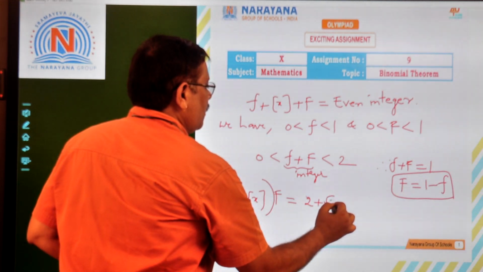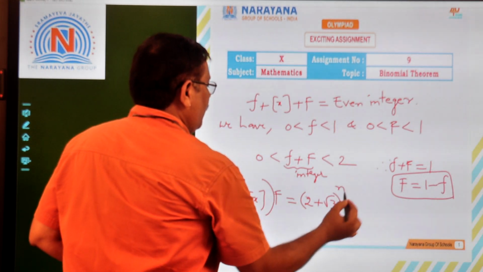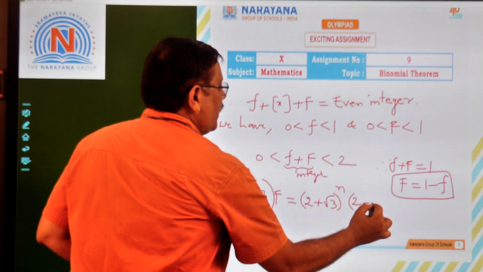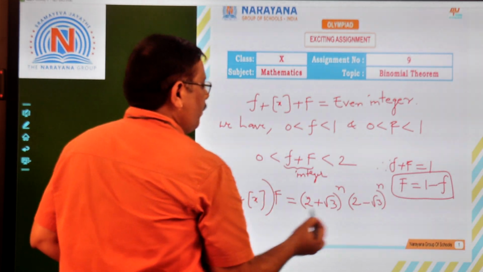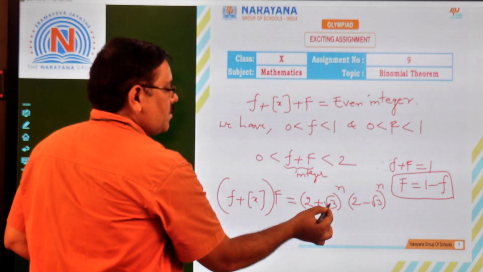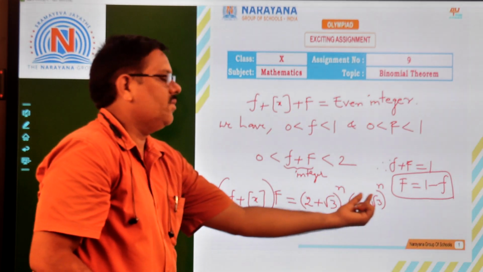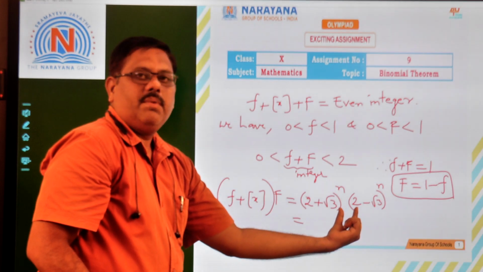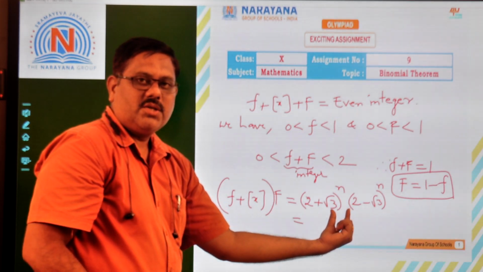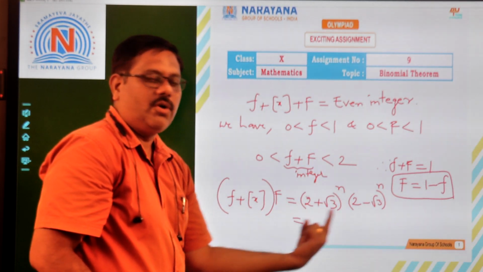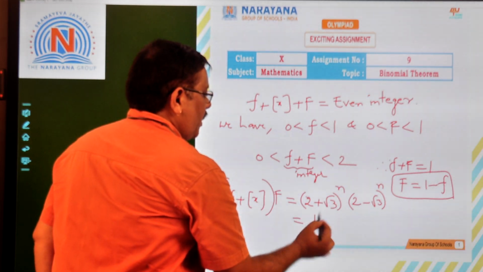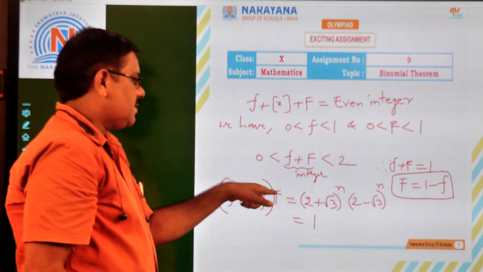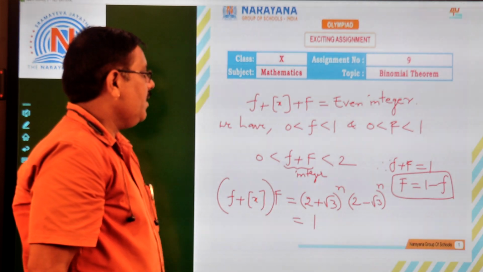2 plus root 3 whole power n times 2 minus root 3 whole power n. That is going to be 2 plus root 3 into 2 minus root 3, because both have the same powers. So we can multiply these two. The bases can be multiplied. 2 plus root 3 into 2 minus root 3 is going to be 4 minus 3. That is going to be 1. So 1 power n is going to be 1. So f plus step x into capital F is going to be 1.